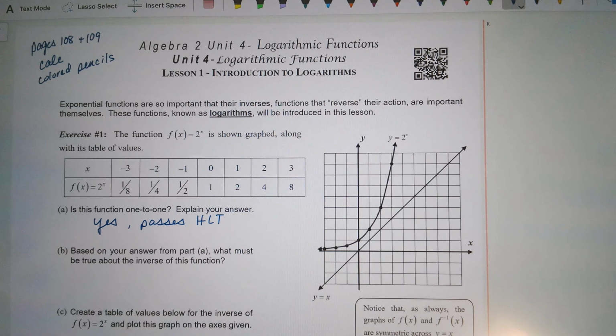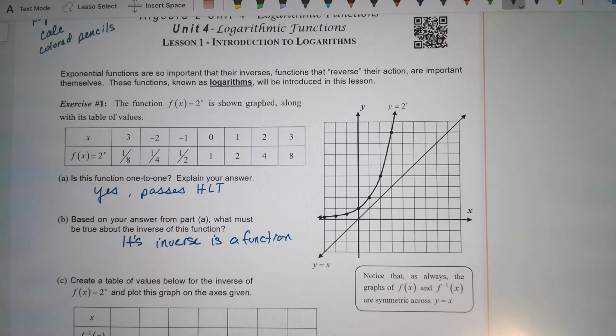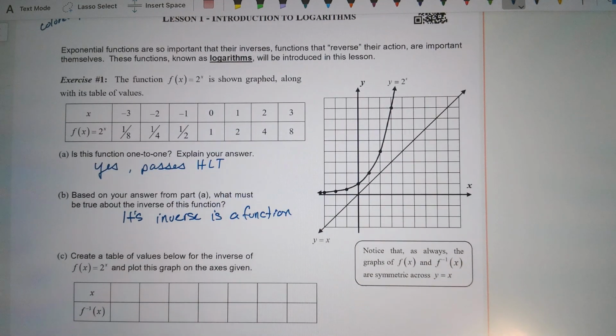Based on our answer to part A, what must be true about the inverse of this function? Its inverse would be a function. Recall, if a function is one-to-one, then its inverse is also a function. Create a table of values below for the inverse of f of x equals 2 to the x. We know that when we're looking at an inverse, we simply switch the domain and range.